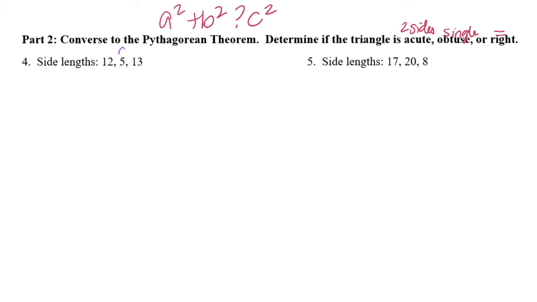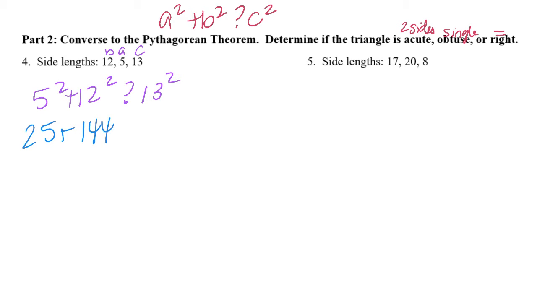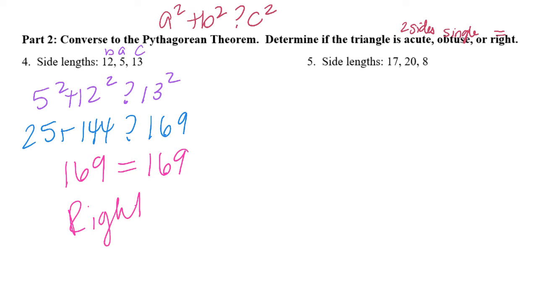So remember, a is always your smallest, so 5 will be a. B is your middle, so B will be 12, and C is always your largest, so C will be 13. 5 squared plus 12 squared, question mark, 13 squared. 5 squared is 25, 12 squared is 144, 13 squared is 169. 25 plus 144 is 169. So 169 is equal to 169, which means this is a right triangle.